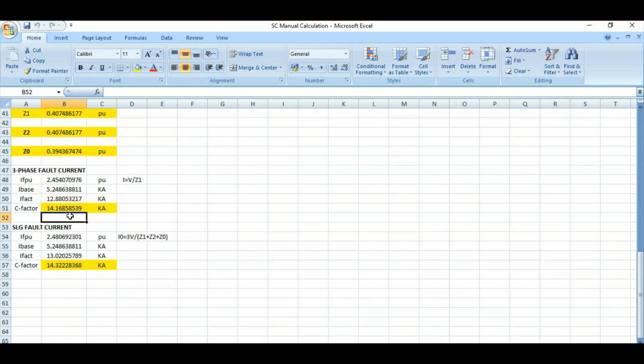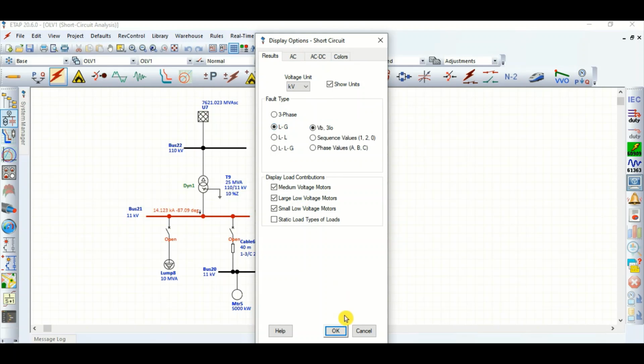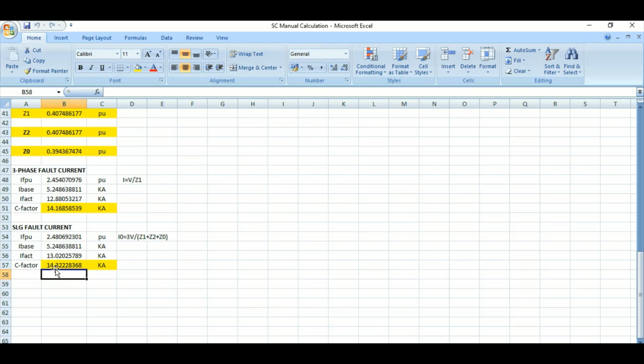here 14.168, almost matching, and single line to ground fault it is 14.322, and in ETAP single line to ground fault 14.291, 14.322, so almost matching.